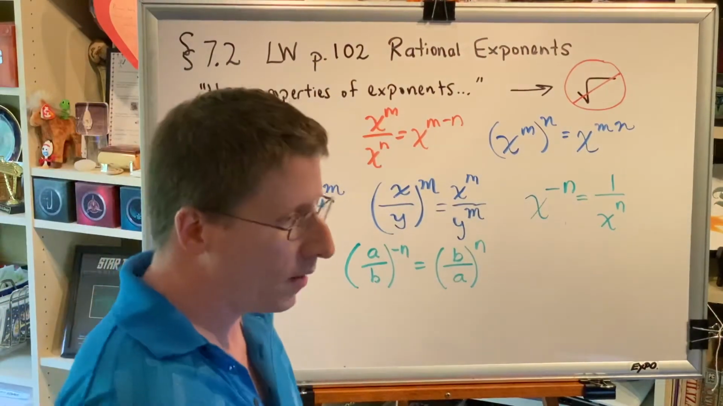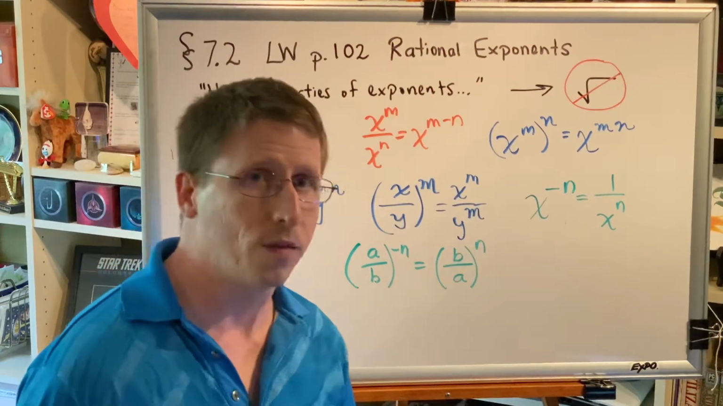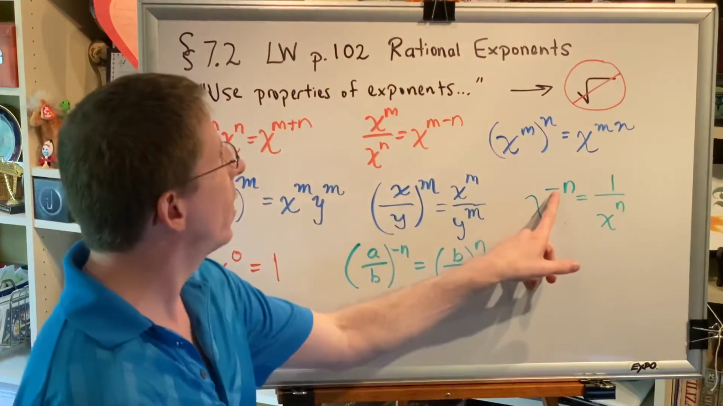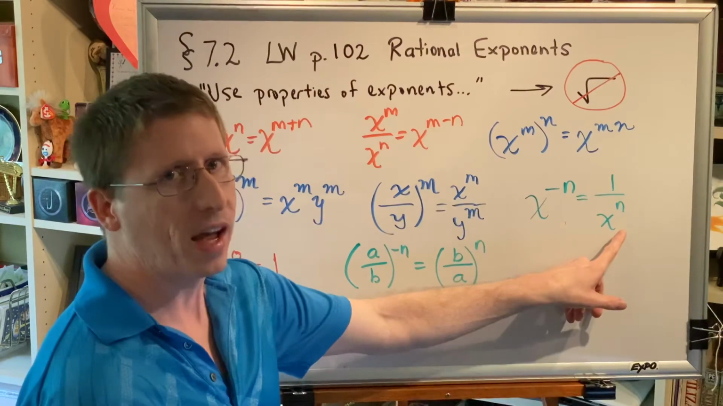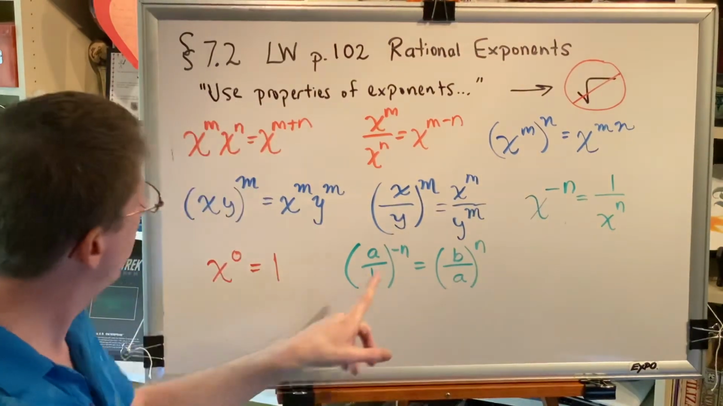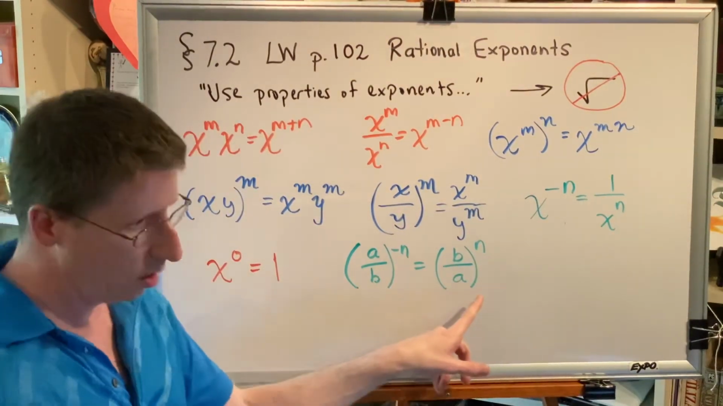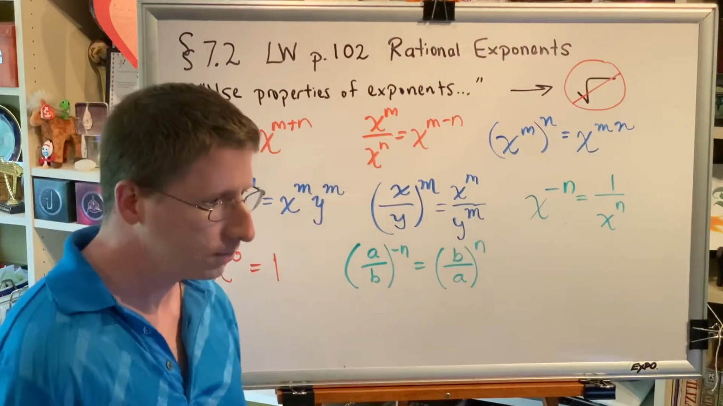The green rules also have something in common. They can be used to get rid of negative exponents. Negative exponent on the left, no negative exponent on the right. Negative exponent on the left, no negative exponent on the right.